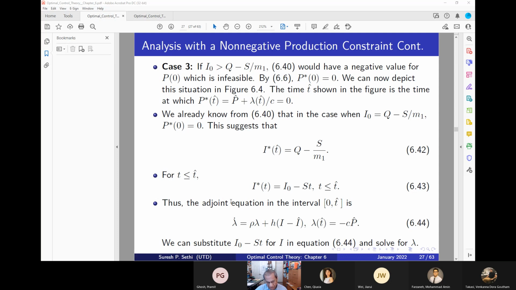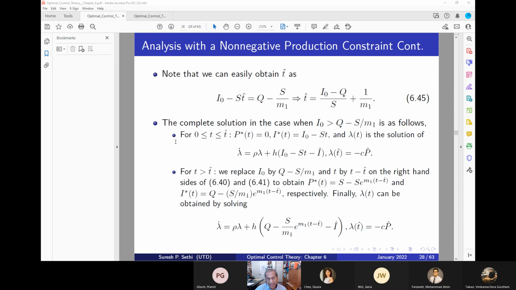So the adjoint equation in this interval now is lambda dot is what that are, and lambda T hat is exactly minus CP hat from this business. Lambda T hat is exactly C times P hat, so this becomes minus CP hat. So I can now substitute I0 minus ST for I in equation 6.4. And I can solve for lambda, because lambda is now a single equation. I is already solved. I can solve this, which gives me the lambda all the way from T hat to 0.